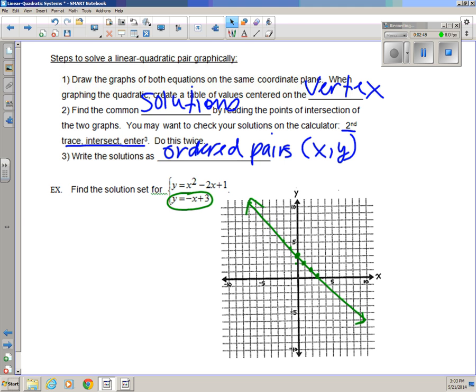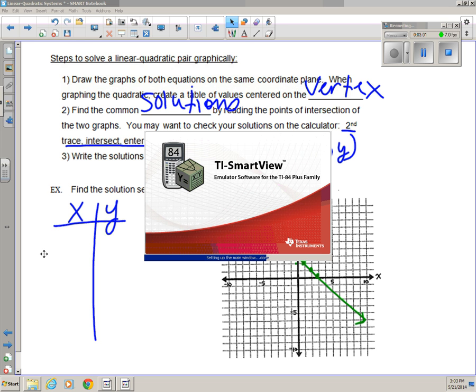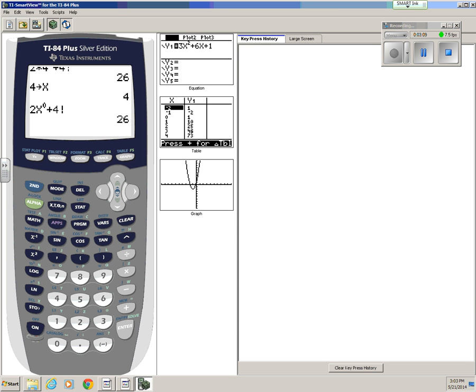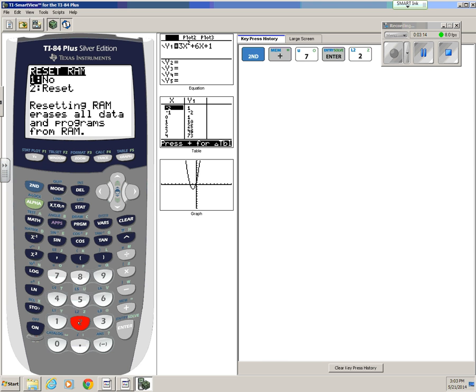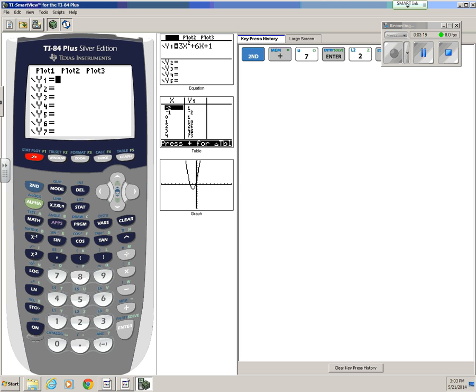With the quadratic, I'm going to do this all on the calculator. It just makes a lot more sense. So I'm going to have my table of values. I'm going to go to my calculator, which I don't have pulled up, but take a minute. Alrighty. Just going to do a quick clear RAM. So I'm going to do second plus 7, enter 2. Whatever's all set up there, I'm just going to get rid of it. So I'm going into y equals, and I'm going to type in the quadratic, the parabola. It's x squared minus 2x plus 1.